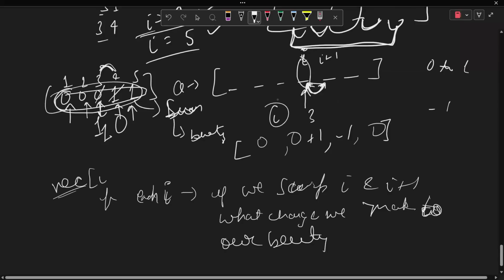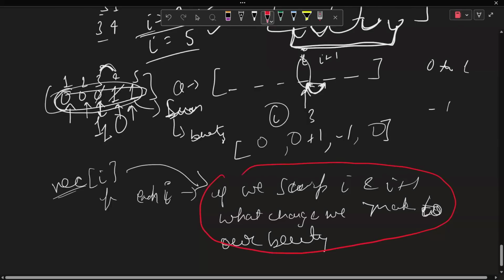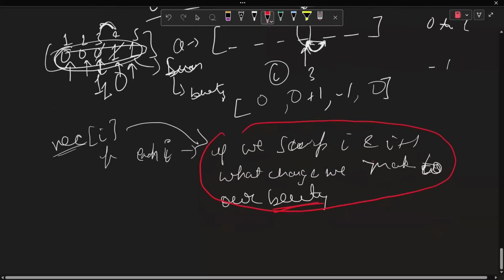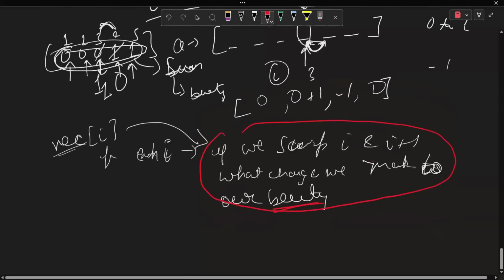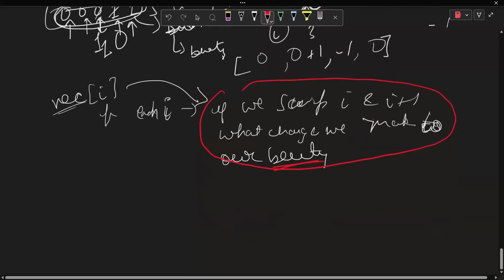Okay, so vec of i represents this thing: if we swap i and i plus 1, what change are we making to the beauty of our chain array? So you can find this. How you would compute this, we would discuss how you can find this vec i. Let's suppose I have created this vec i.